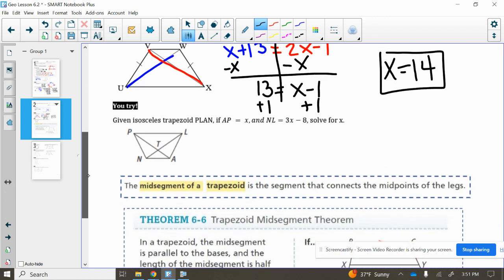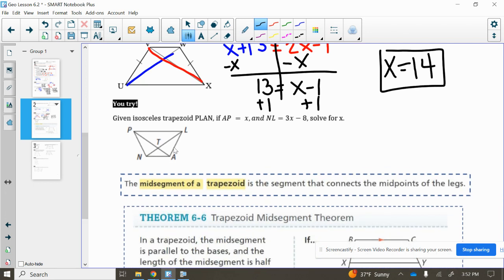So another example for you to try. This time they're giving you A to P and N to L, and you are again going to solve for X.